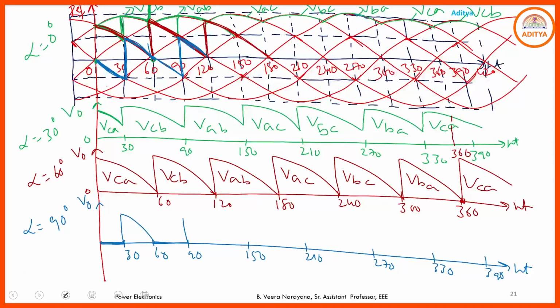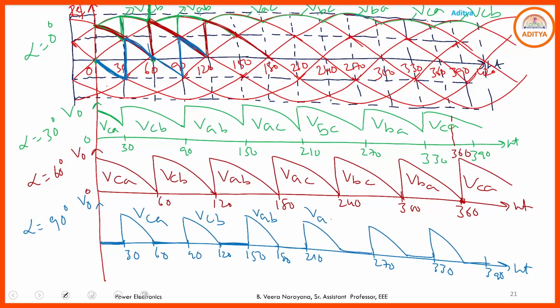90 to 120 no problem, we have a positive pulse. After 120 to 150 negative pulse, so 0. Next 150 to 180 VAB, 0, 0, 0, like this. So it is VAB, VCB, VCA, VAC, VBC, VBA. This is the output voltage waveform for alpha equal to 90 degrees.